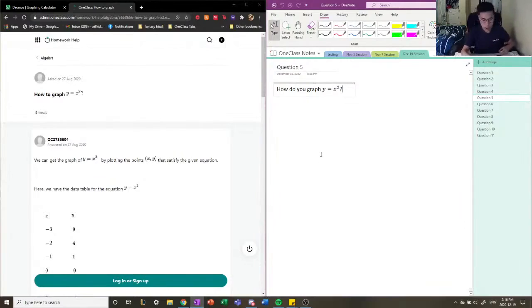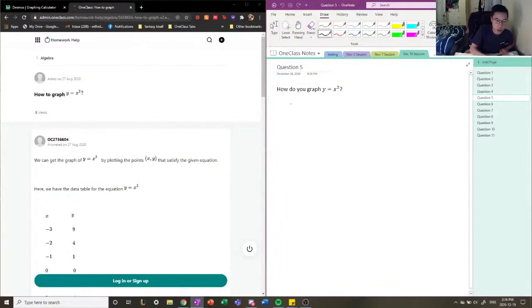All right, so question number 5 reads, how do you graph y equals x squared? The technique that I like to use is to find some testing points. In this case, we have a parabola here, and once we find the testing points, we can graph out those testing points, and we can extrapolate the behavior of the function from there.